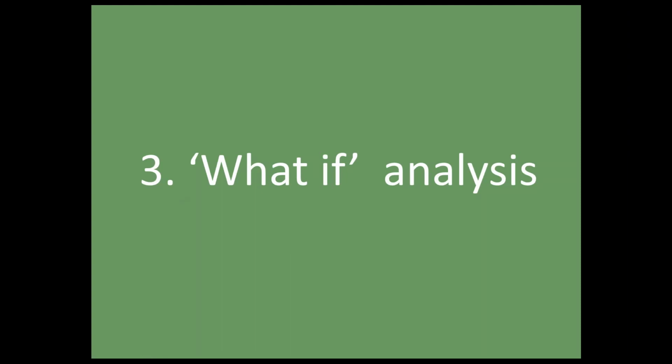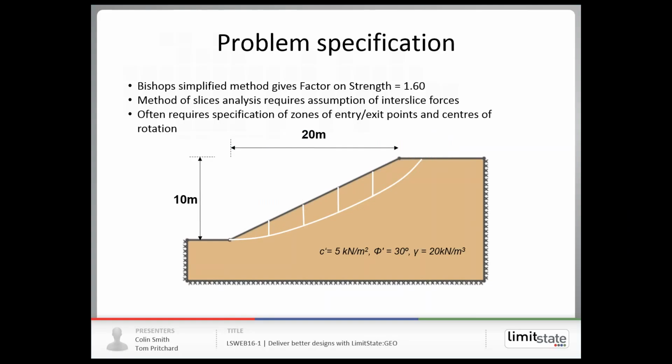Now, of course, we've already done a little bit of what-if in that problem that we've looked at, but we're going to have a quick look at a slope stability example. So here, I'm just taking a very simple slope example. 10 meter high slope, 20 meter along with C' to 5, phi' to 30. It's actually taken from an example from the textbook by Whitlow, and he analysed it using Bishop's simplified method of slices, got a factor on strength of 1.6.